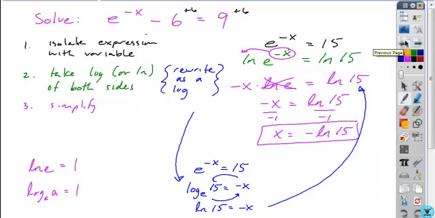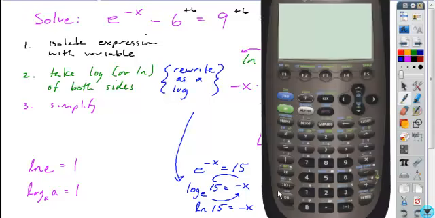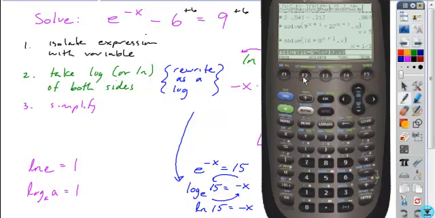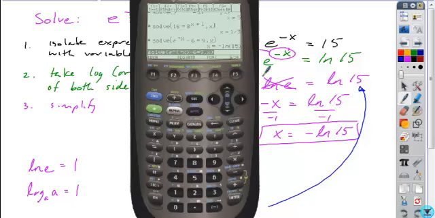Let me just confirm this here with the calculator really quickly. So you can use your calculator to solve this, just like any other solve feature. If we take e to the power of negative x, subtract 6 from that, set it equal to 9, solve for x. When I hit enter, I see negative ln of 15, which confirms what we got by hand.